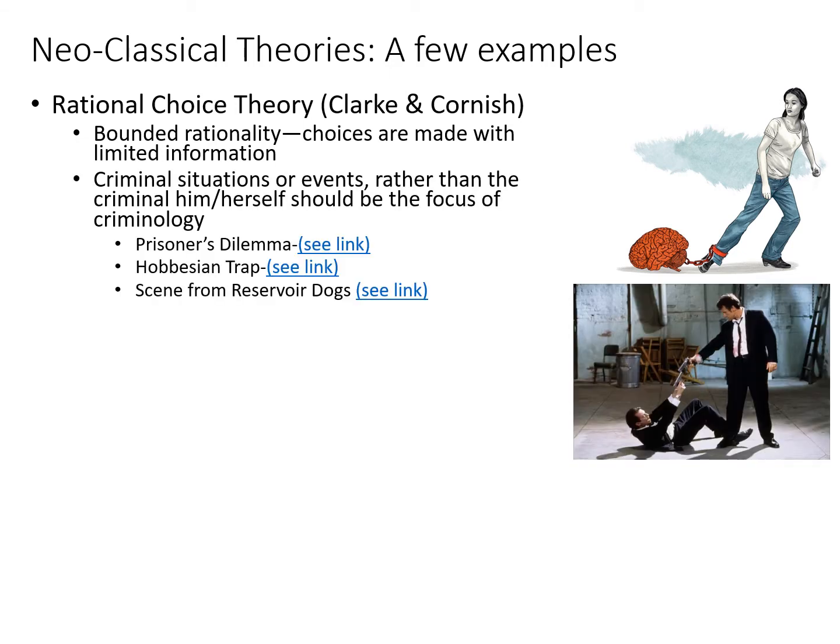In this theory, it's also important that we look at criminal situations or events rather than the criminal him or herself as the focus of criminological inquiry. There are several examples below that highlight the importance of looking at the situation in addition to the individual. One is the classic prisoner's dilemma, and this is where you want to follow this link. It explains what happens when two rational actors are pitted against one another and they have to make decisions that maximize their own self-interest. What they end up doing is screwing each other over or ratting on one another, even though if they would have cooperated, they both would have been better off.